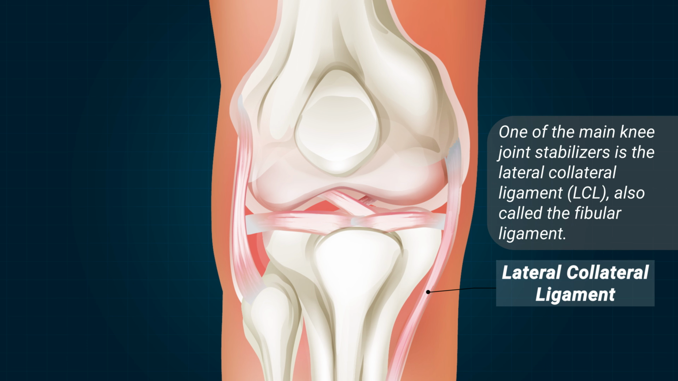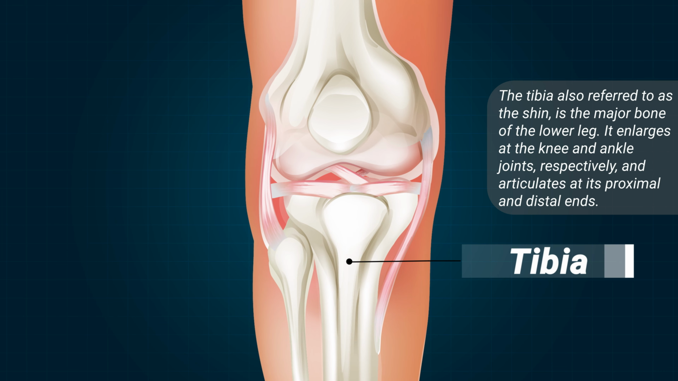Lateral collateral ligament (LCL). One of the main knee joint stabilizers is the lateral collateral ligament (LCL), also called the fibular ligament. Tibia. The tibia, also referred to as the shin, is the major bone of the lower leg.